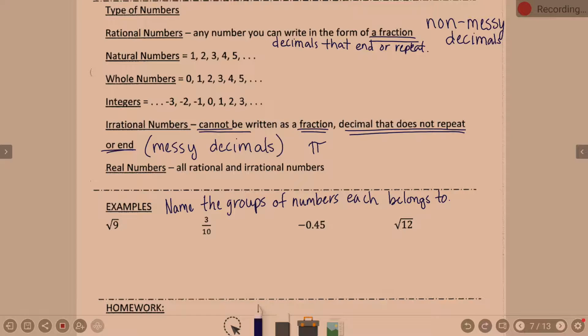As we do that, on all of these, I'm going to ask you, is the number rational?